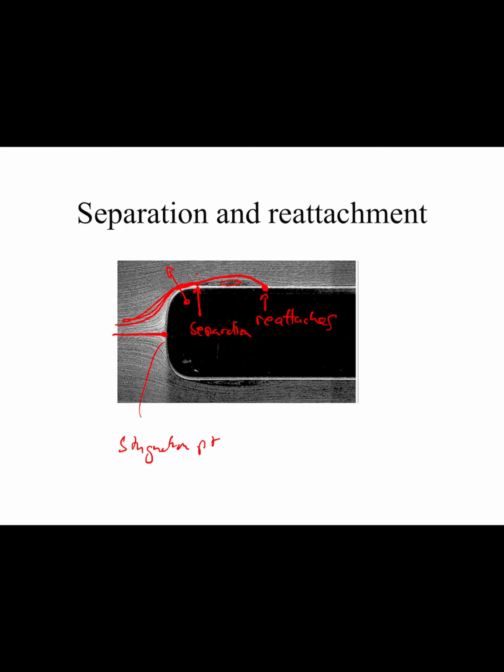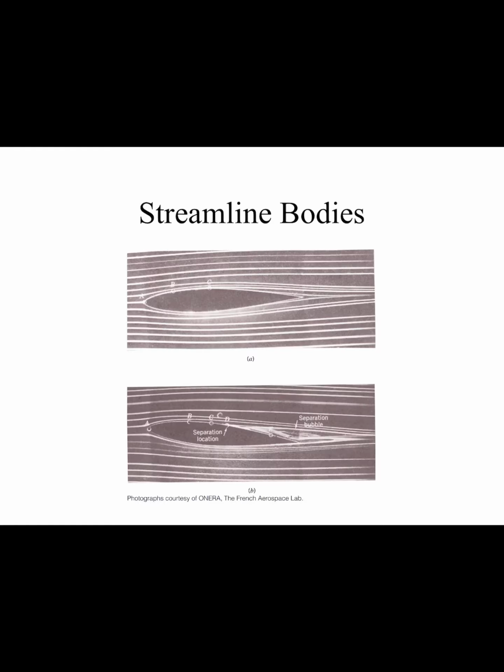What you'll notice is that separation and reattachment are really important concepts for what we call flow around bluff bodies, like boxes or different types of shapes, like a car, where we're going to expect this to happen. It very much plays an important role in what's going on in the flow. But we can also have this happen with streamlined bodies.